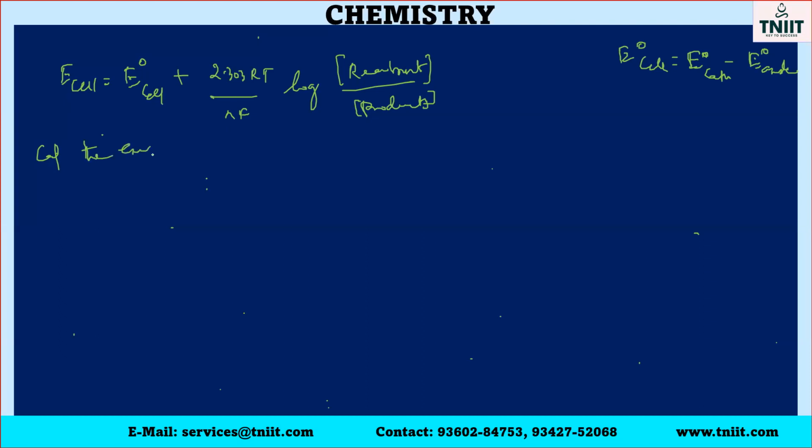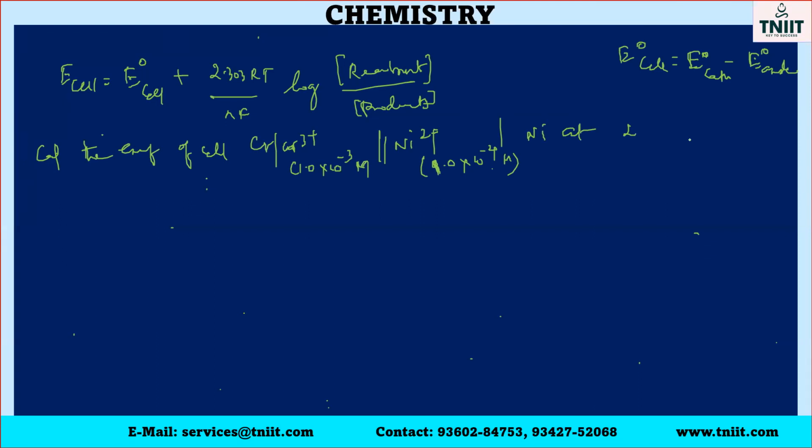Calculate the EMF of the cell. Cr3 plus, the concentration is 1.0 into 10 to the power minus 3 molar, salt bridge, nickel 2 plus, it is also 1.0 into 10 to the power minus 4 molar here, and nickel at 25 degrees Celsius. And they've given E naught of chromium is minus 0.74 volt. E naught of nickel is minus 0.25.